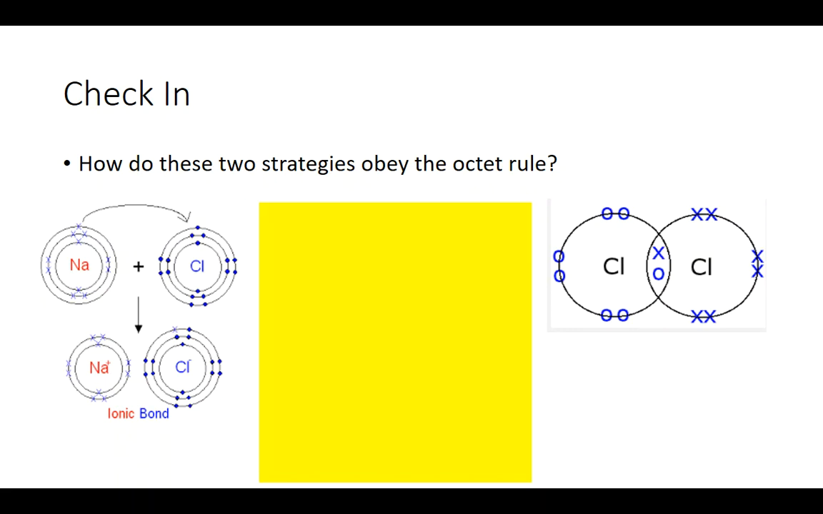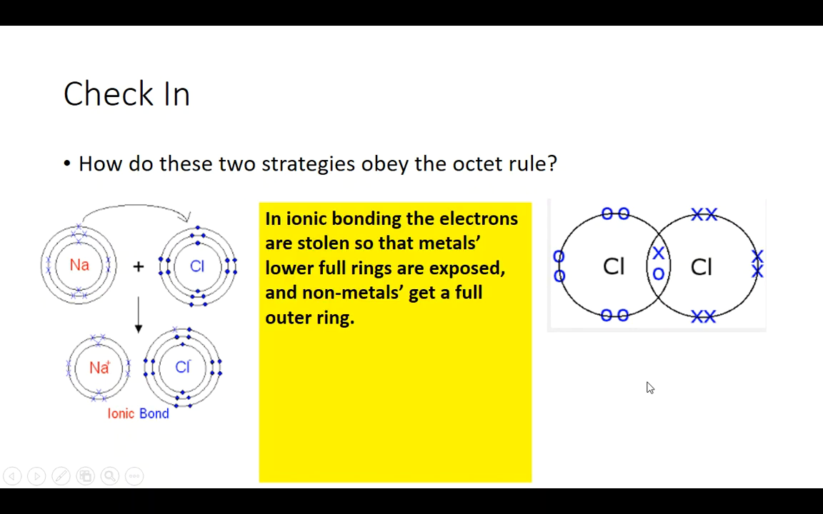So hopefully now that you've answered that question on your paper, I can show you my answer and we can compare, and hopefully we're similar. So in ionic bonding, the electrons are stolen so that the metal's lower ring is exposed. So in the sodium, that outer electron gets taken away, so the second shell is exposed, and that one's full. So that obeys the octet rule. The octet rule is they want to have an outer ring that's full.